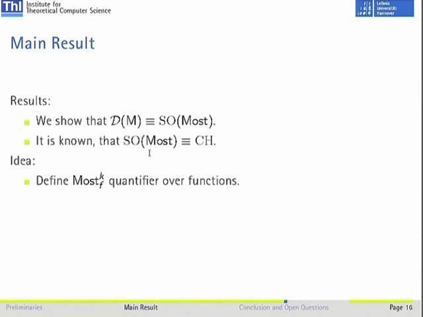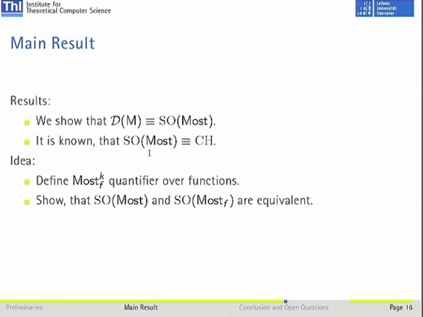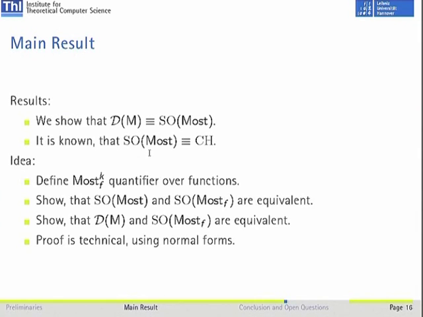And the idea behind this is we do an intermediate step. We define a quantifier called most KF, which is similar to the most K quantifier, but it's defined over functions. And then we show that the logics, most, second order most and second order most F, are equivalent, because we can see the relations as the pictures or the graphs of the functions. Okay, then we show that DM is equivalent to most F, and the proof is technical, so I don't go into detail here.